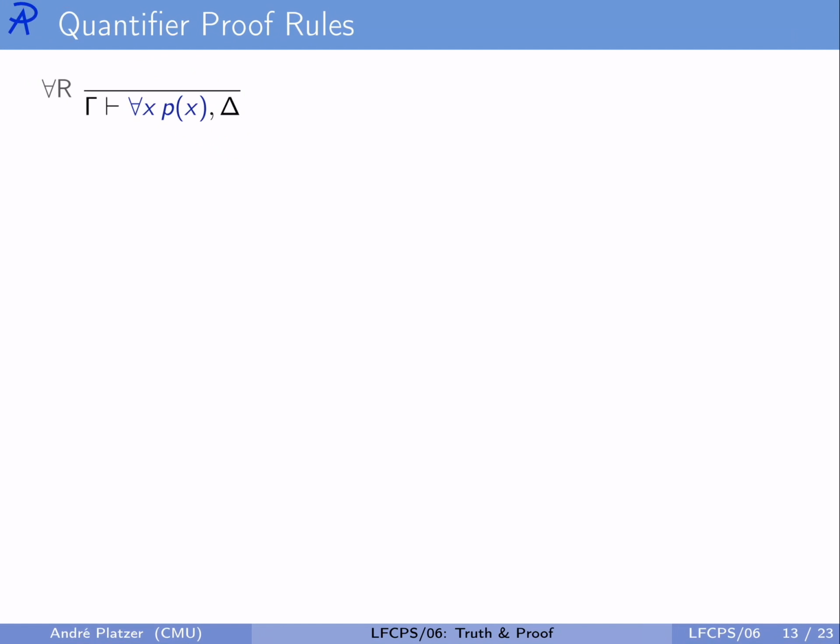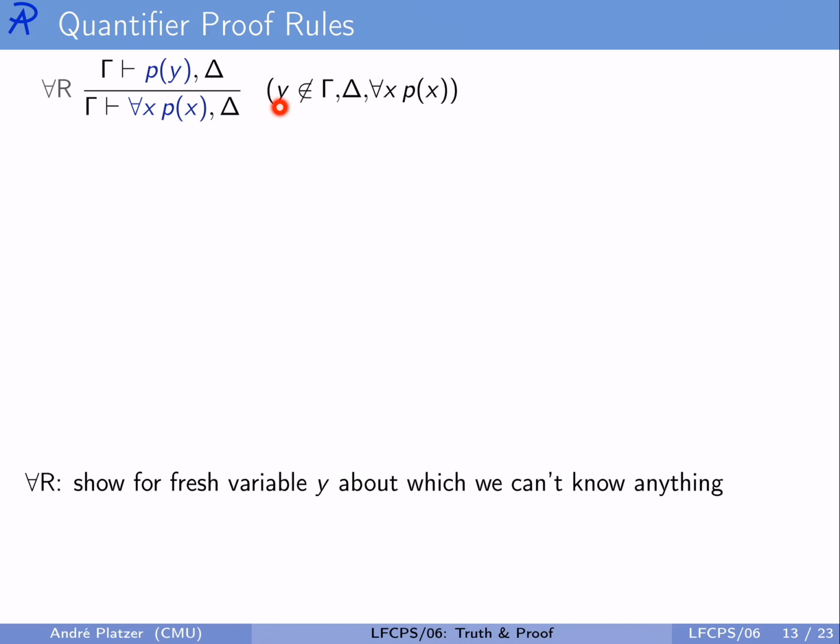How would we go about proving for all x, p of x is true? Let's remember what we would do as mathematicians. In order to prove that p of x is true for all x's, we would just prove it for an arbitrary y and prove that p is true for y, where y was really arbitrary. But we have to make sure that the variable y we choose to prove it for is really new, is really arbitrary. And that means, in particular, it cannot possibly occur in either gamma or delta or for all x, p of x, not free at least. So we need to choose a fresh variable about which we cannot possibly know and silently assume anything because we've never used it before.